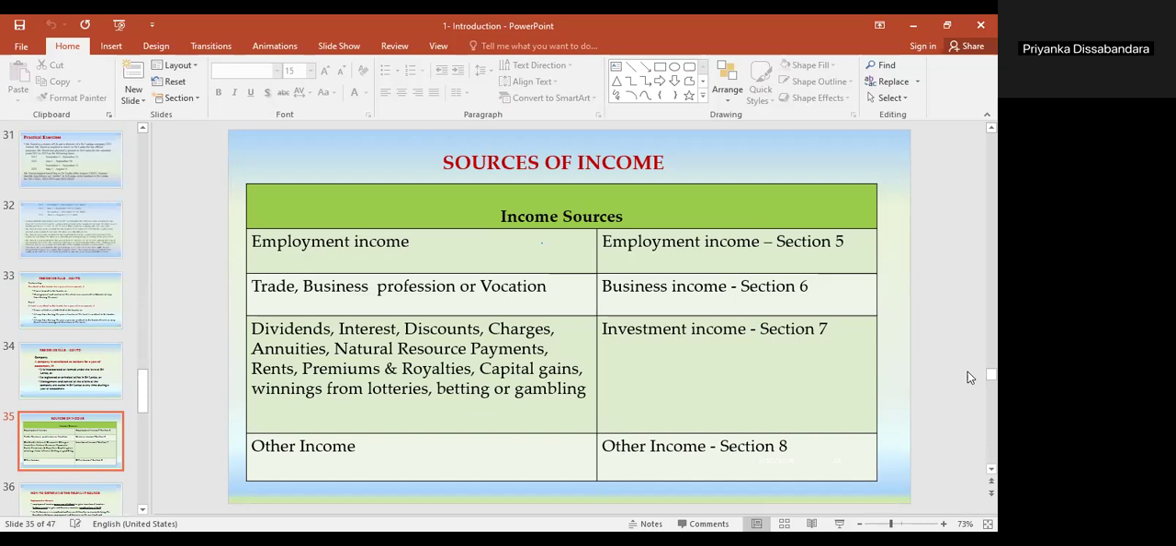First of all, we have to gather all income we receive. What we have to do next? The next step is we have to categorize those income into these 4 income sources. First one is employment income. Second one is business income. Third one is investment income. If we cannot categorize our income into these 3 sources, that kind of income can be categorized under other income.